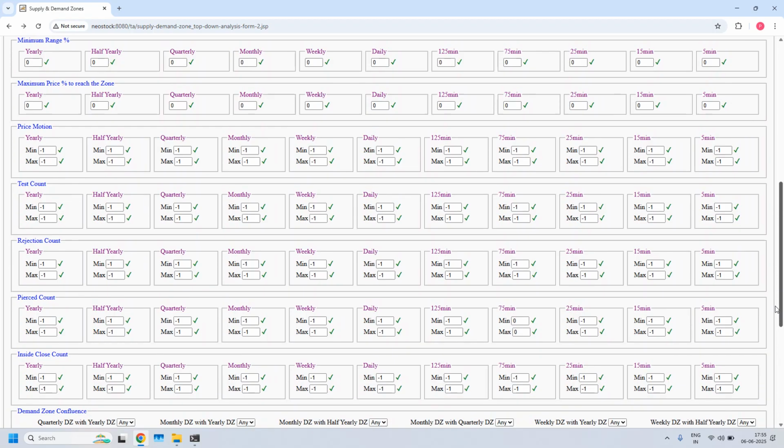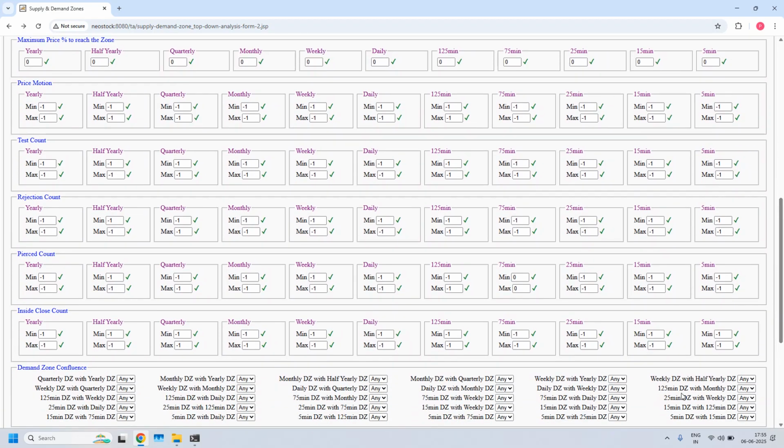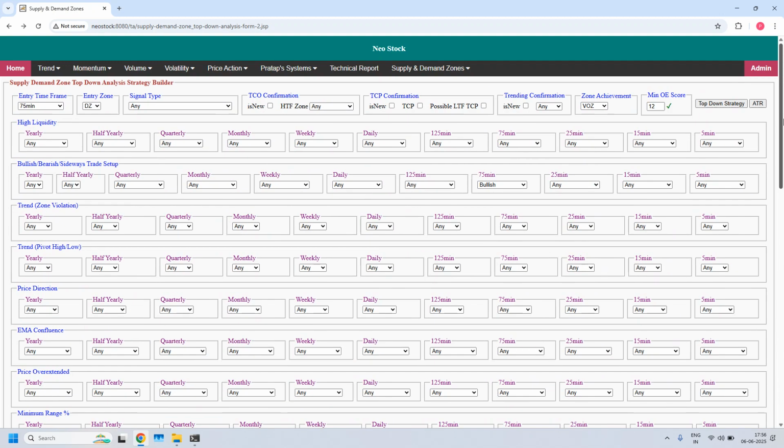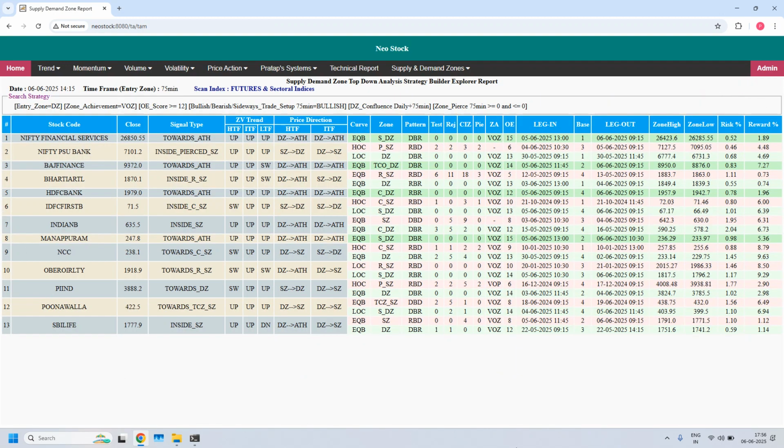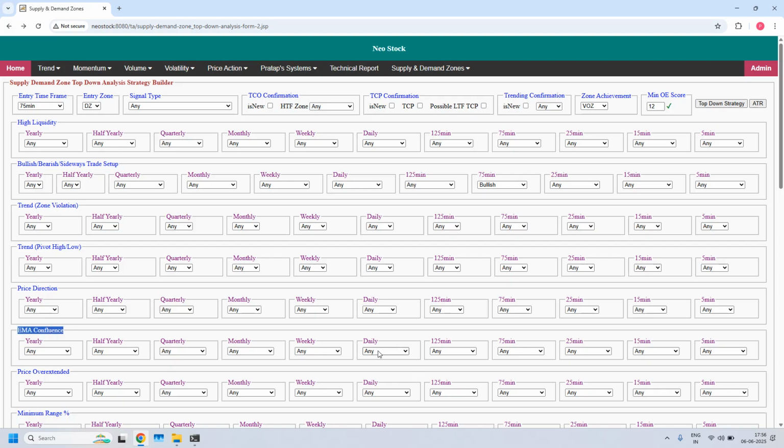First filter is 75 minutes and daily demand zone confluence. I enabled the filter, applying on the 20 stocks. We got 13 stocks. Out of these 13, because the 75 is overlapped with the daily and daily trend is up, let's check daily EMA confluence for 75 minutes demand zones.